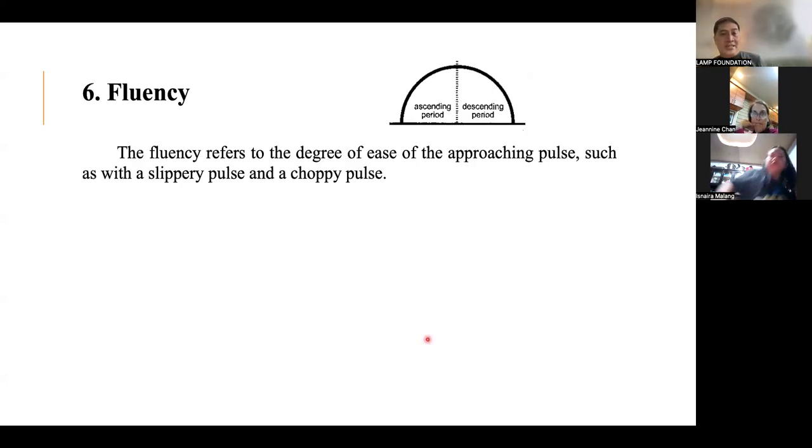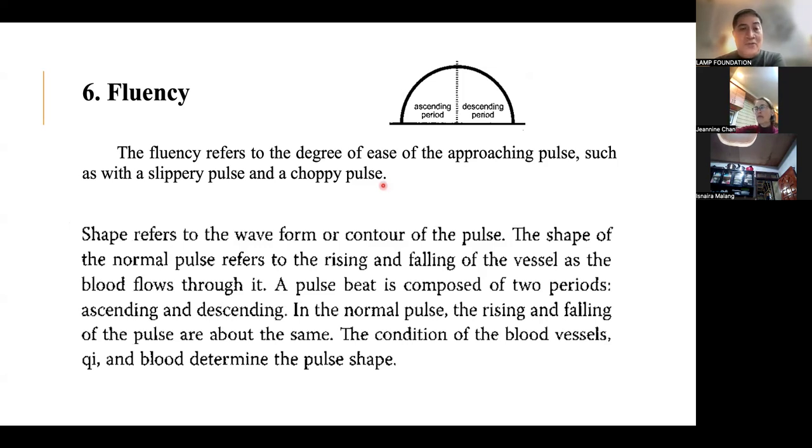Fluency refers to the degree of ease of the approaching pulse, such as slippery pulse, choppy pulse. So if it's choppy pulse, there's something that's blocking it, no? Slippery naman, it's too madulas. So that's the fluency. So this actually refers to the shape, right? The waveform or contour of the pulse. The shape of the normal pulse refers to the rising and falling of the vessel as the blood flows through it. Are you with me?